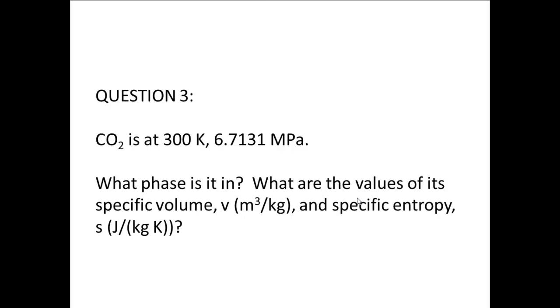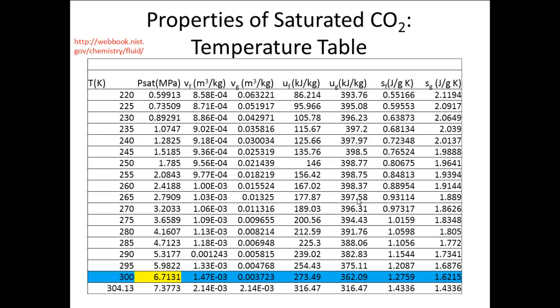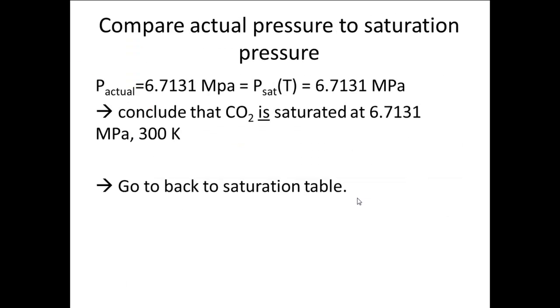So let's go to the saturation table again and read that the saturation pressure is 6.7131 megapascals at 300 Kelvin. If we compare that to the actual pressure, we see that they are the same. So we conclude that CO2 is saturated under the conditions of problem 3. So we need to go back to the saturation table.